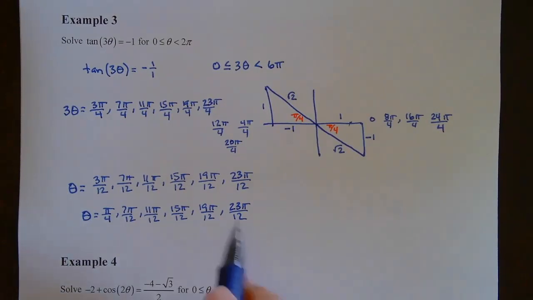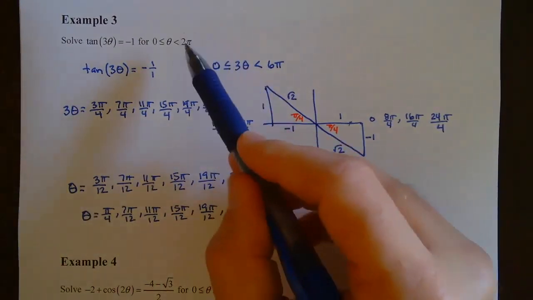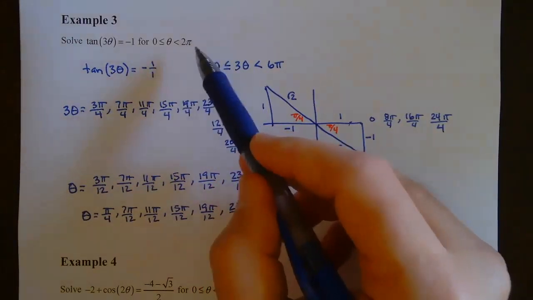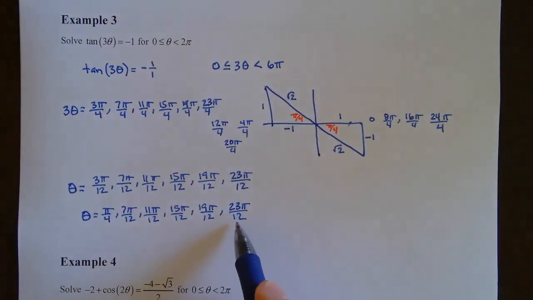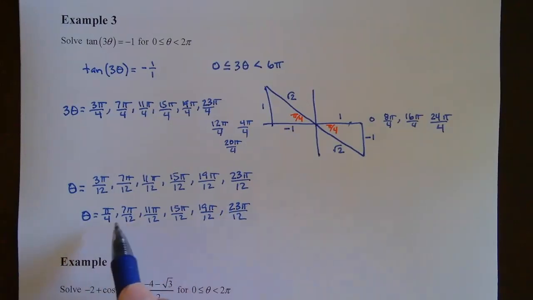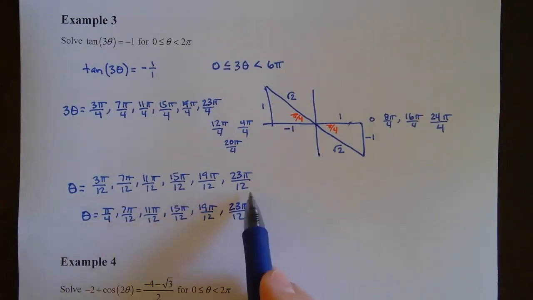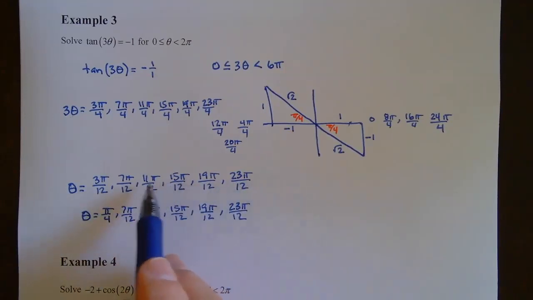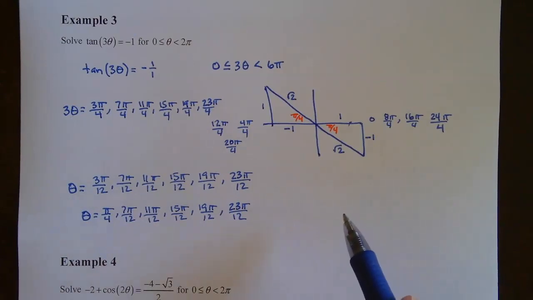Now I want to keep in mind, this is theta, and the restrictions were that theta had to be between 0 and 2 pi. In 12ths, 2 pi would be 24 pi over 12. So all of these are indeed under 24 pi over 12, because 24 pi over 12 is 2 pi, right? All of these are less than 2 pi. There's a lot of them, okay?